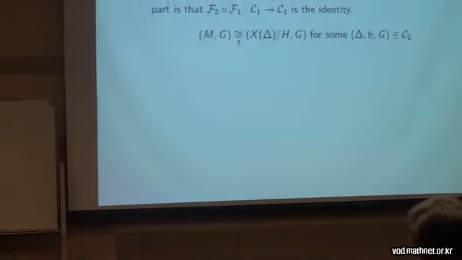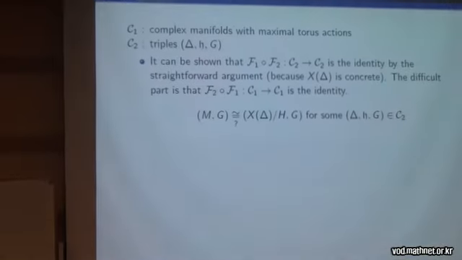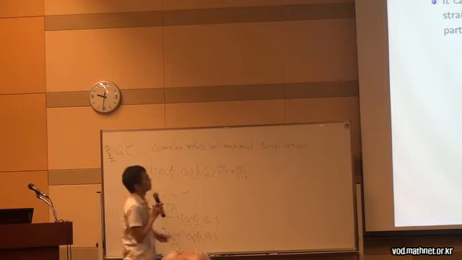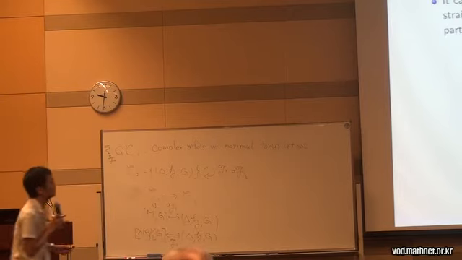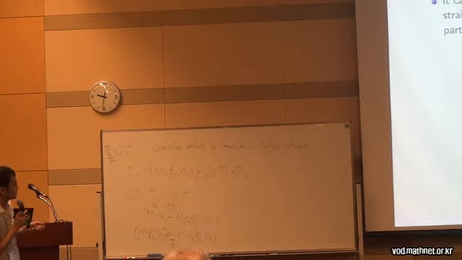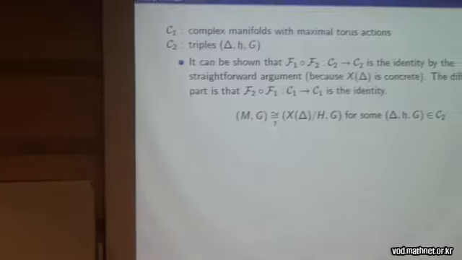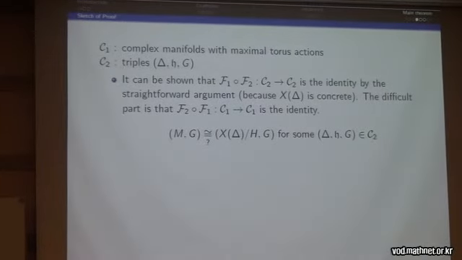the composition, which is a map from C1 to C1, is the identity. Namely, if we start from a mysterious manifold, can we say that it is equivalently biholomorphic to a quotient of a toric variety? Okay, let me explain the sketch of the proof.